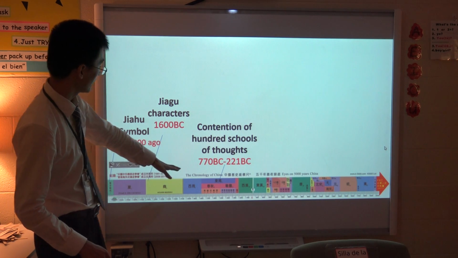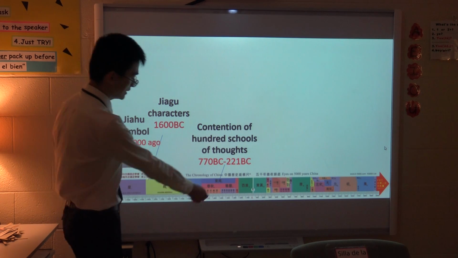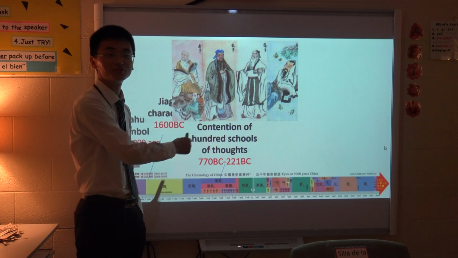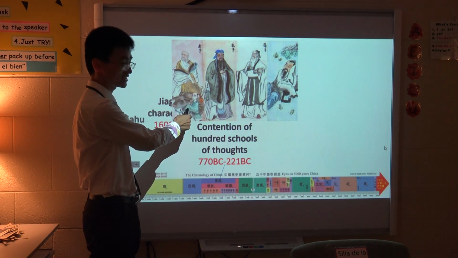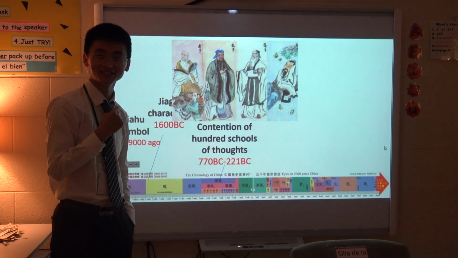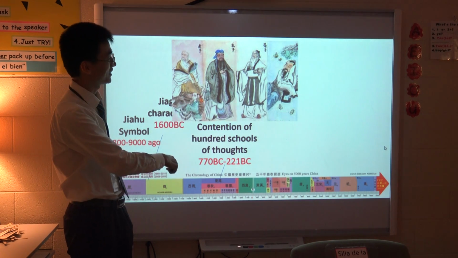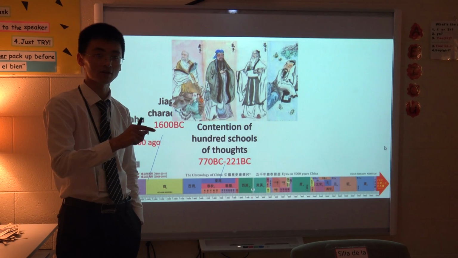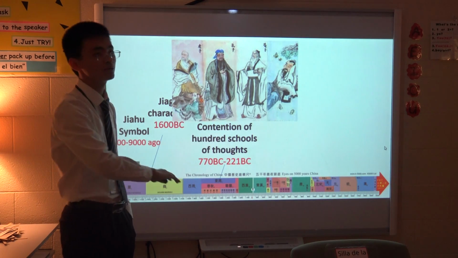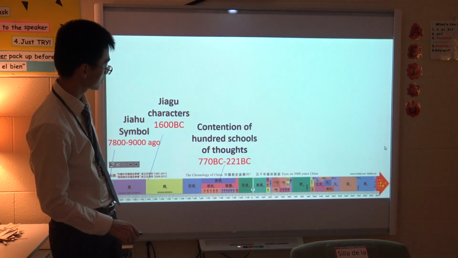This is the period of the Hundred Schools of Thought, because at this period there were many famous people like Confucius. And this one, you may know something about him. Here you may have heard of feng shui. Feng shui was first developed by Lao Tzu. So it's Daoism, a kind of religion in China, founded by him. There were more than 100 different schools of thought.